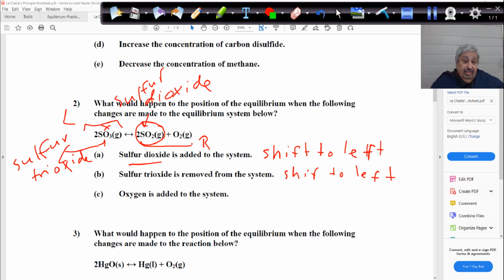So now, oxygen is added. Sulfur dioxide removed, shift to the left, correct? So oxygen is added to the system. I'm adding more of this here. Where will be the shift? You add oxygen to the right, correct? The right will be heavier, more stress, more weight. So the shift will be which way? Yes.